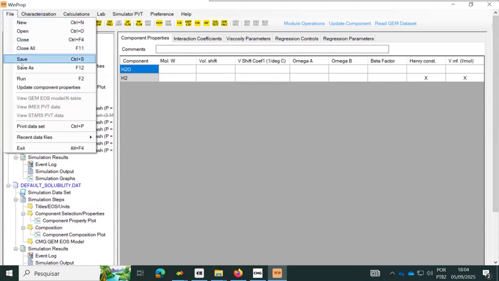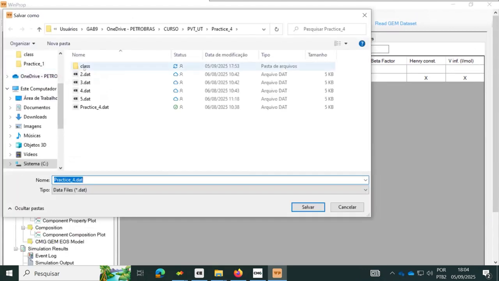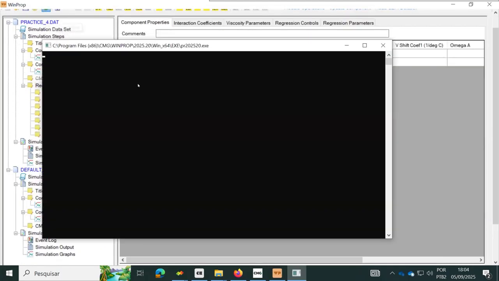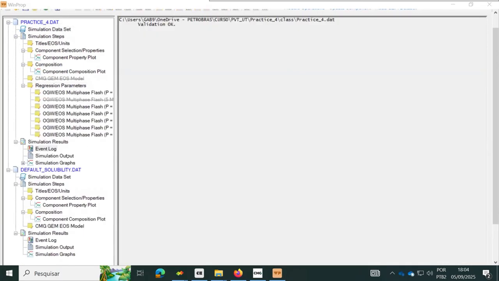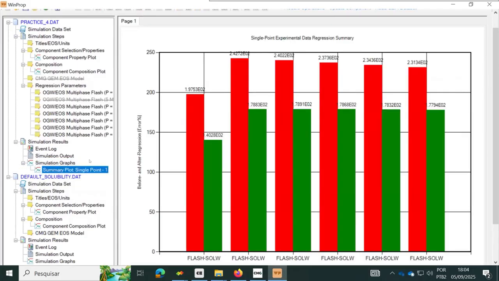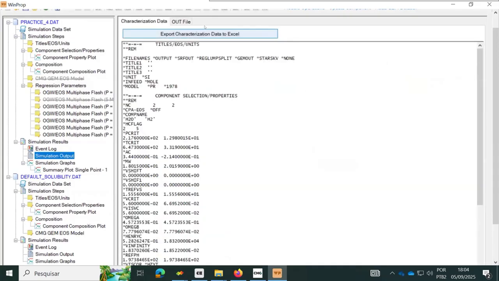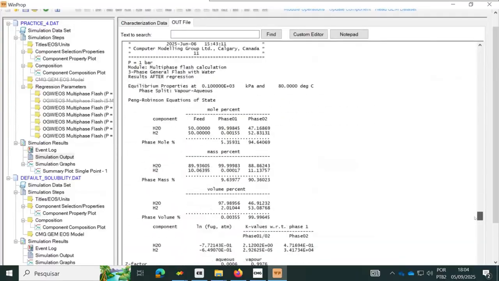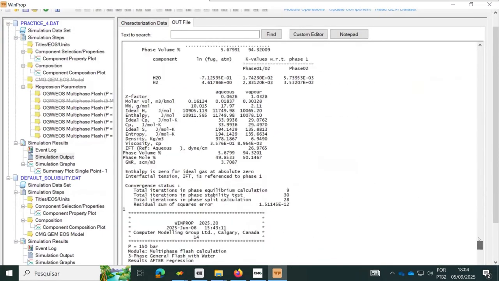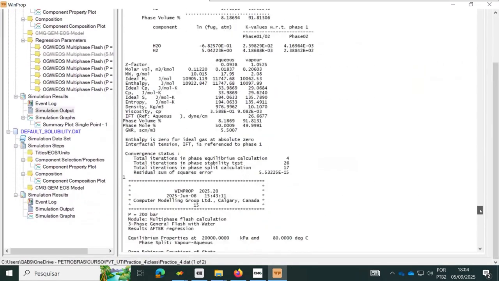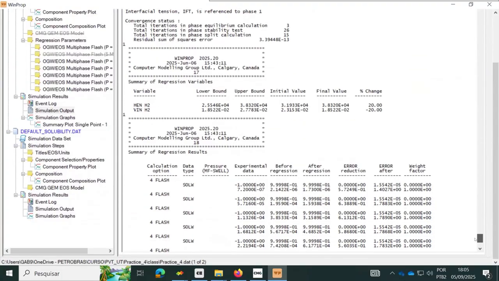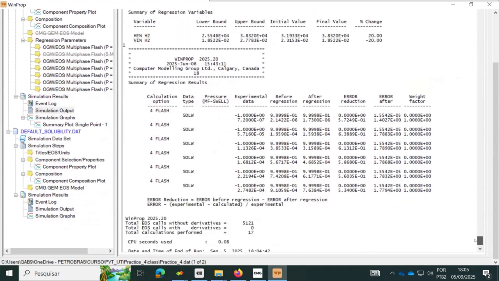And I can save with another name, over class here. I will run the case. The graph is not good. I don't like this graph to see the results. I prefer using the table, so you can find the same table that we used in the previous exercise, just to compare if your results are good enough to represent the solubility.